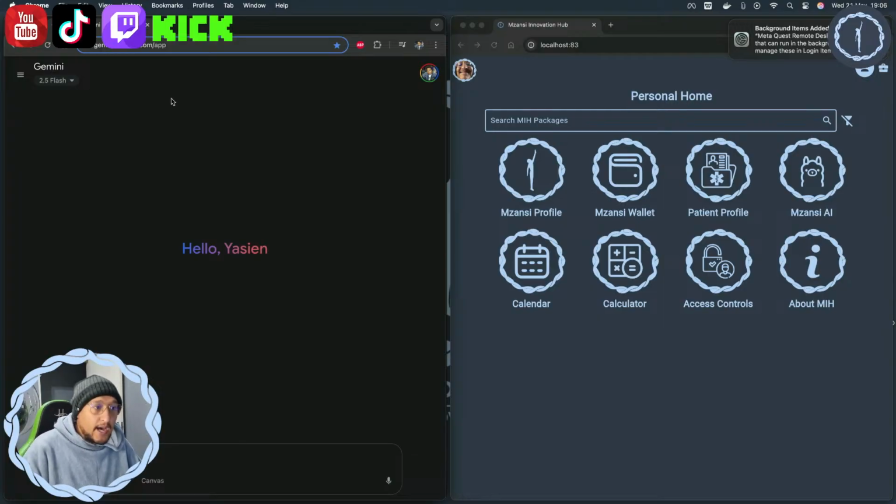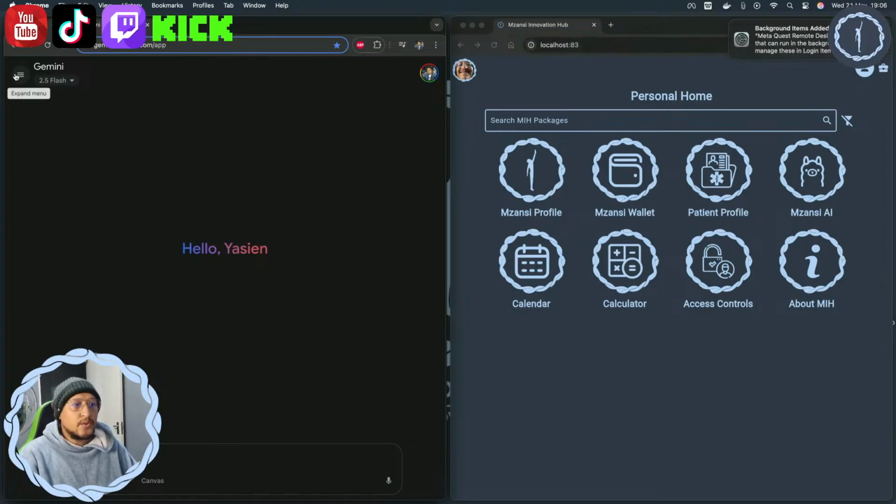If you can see now, we have MIH on the right hand side of my screen, and Gemini on the left hand side. We're going to ask some questions to the Mzansi AI over here and Gemini, just to see what the differences actually are. You'll notice that I'm not using the production link of MIH. This is localhost, so it's only running on my machine right now. It's not live, and what we've changed is we've added a prompt.